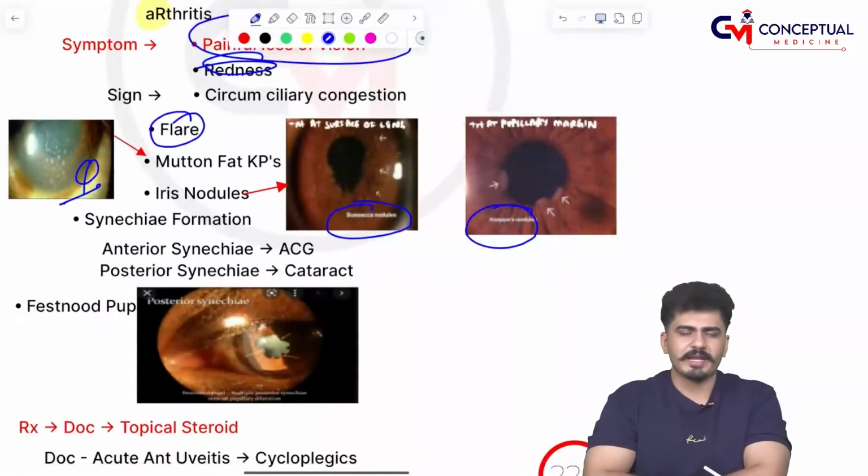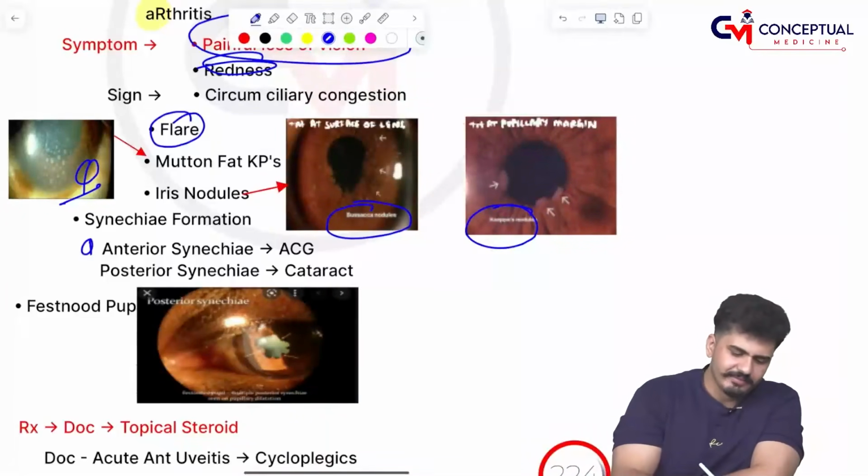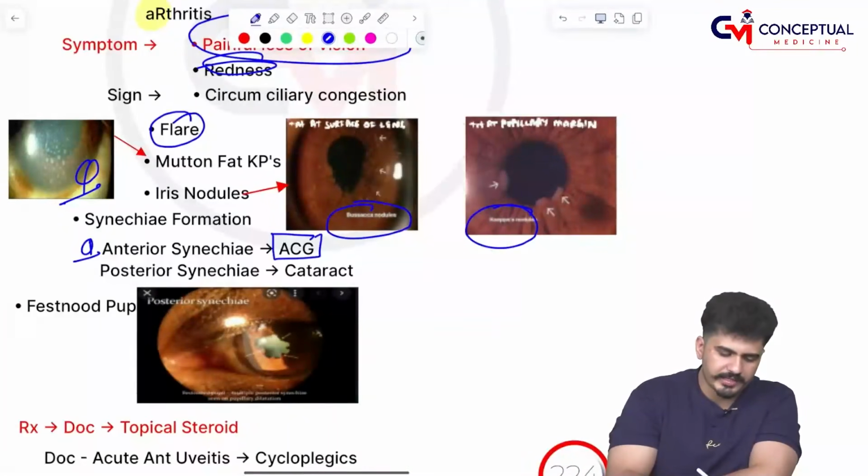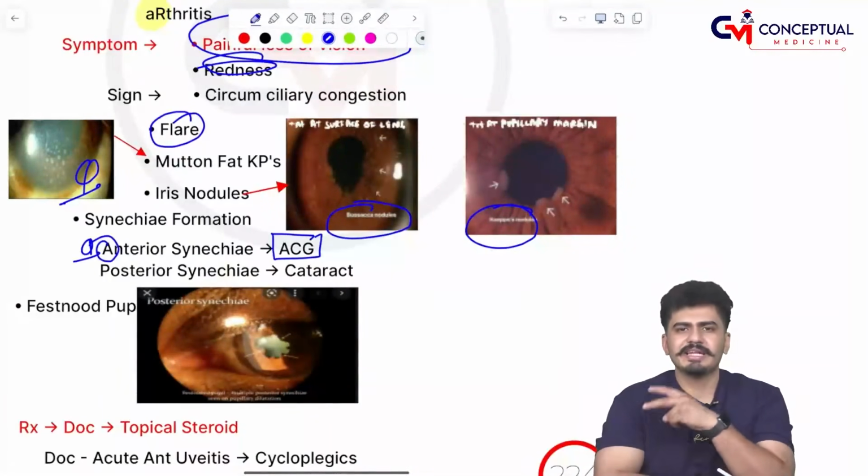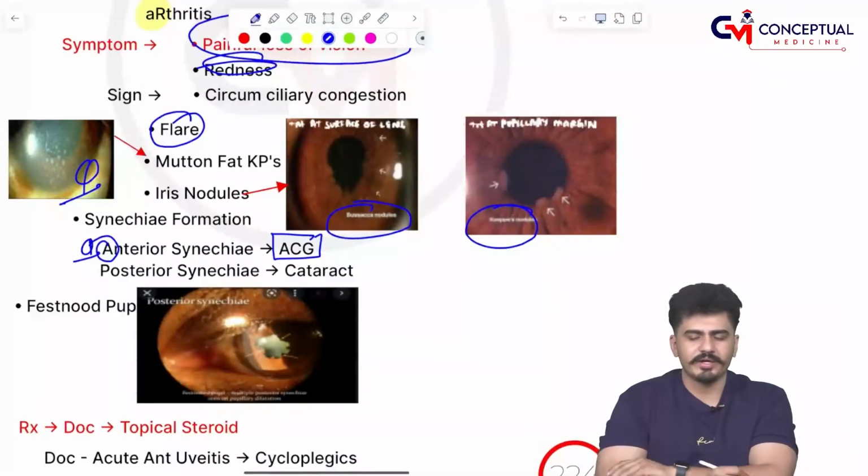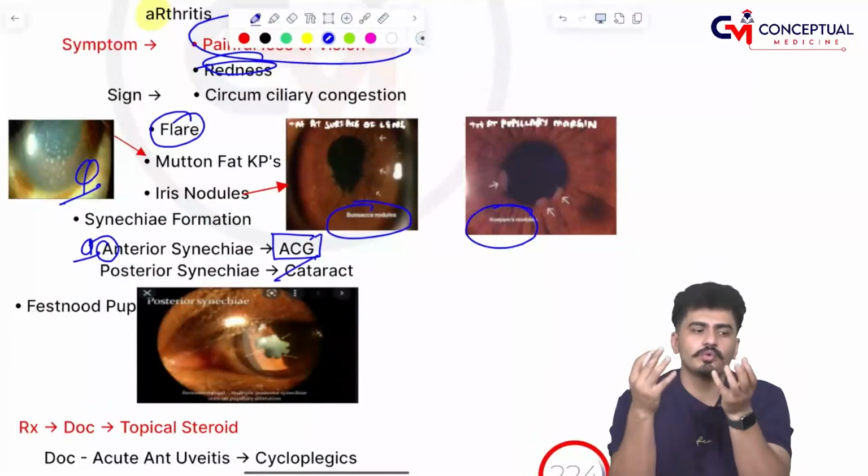Another complication that can happen is synechiae formation. Anterior synechiae will lead to a complication, angle closure glaucoma. Posterior synechiae will lead to 2 complications: one is cataract and another is festooned pupil.